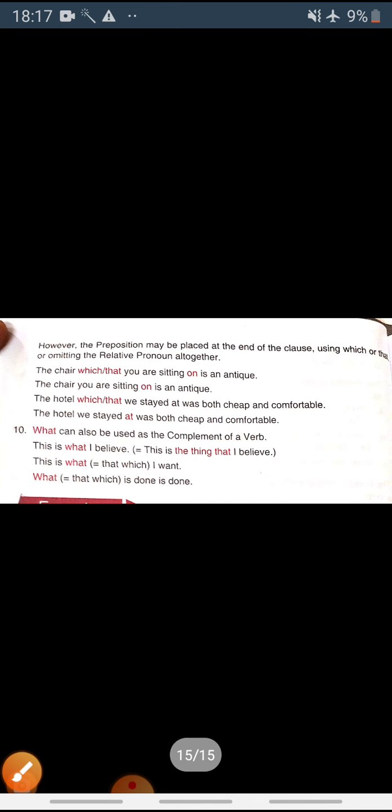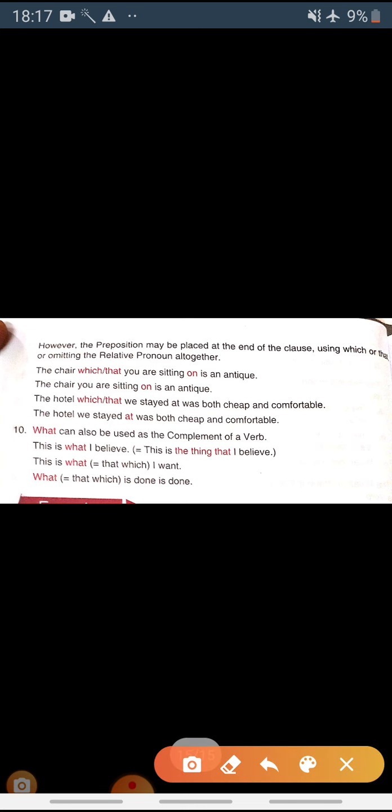Similarly, you can see here the chair that you are sitting on is an antique. Here on is the preposition which is used at the end of the clause. Or the chair you are sitting on is an antique. The hotel that we stayed at was both cheap and comfortable. Okay, so I hope it is clear to you now.